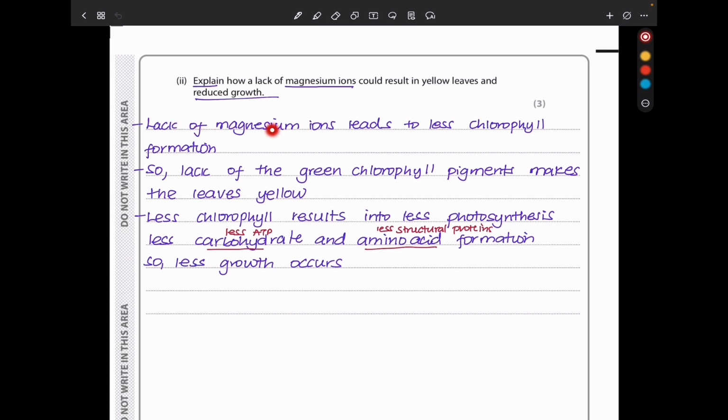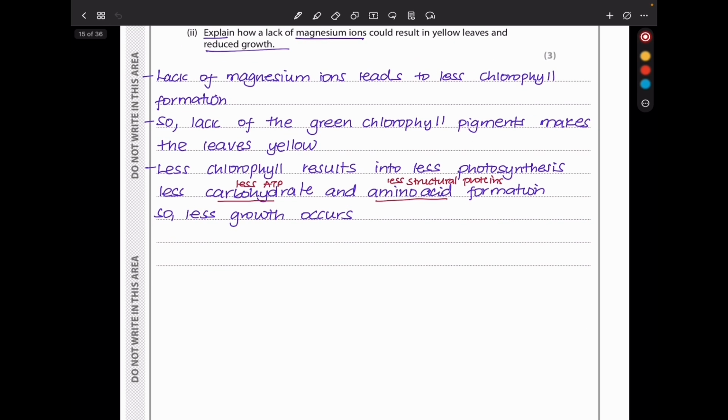So I say lack of magnesium ions leads to less chlorophyll formation. So lack of the green chlorophyll pigments makes the leaves yellow. Also, less chlorophyll results in less photosynthesis, less carbohydrate, less ATP, and less amino acids, therefore less proteins are going to be formed, and less growth will occur.